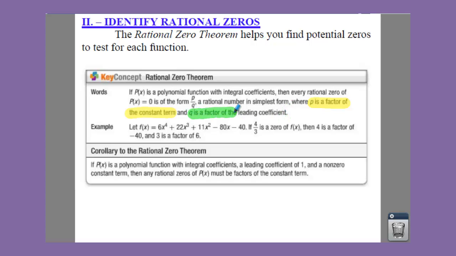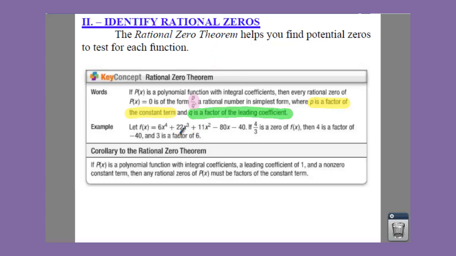Alright, so the next thing we're going to do is learn about identifying rational zeros. What we have is called the rational zero theorem. This is what we call the little P over Q method. When we do the P over Q method, we're actually going to have to find possible rational zeros. They're not going to be given to us.